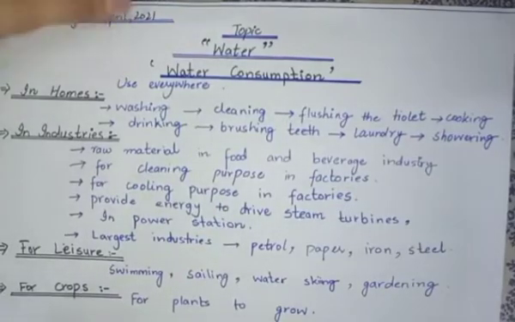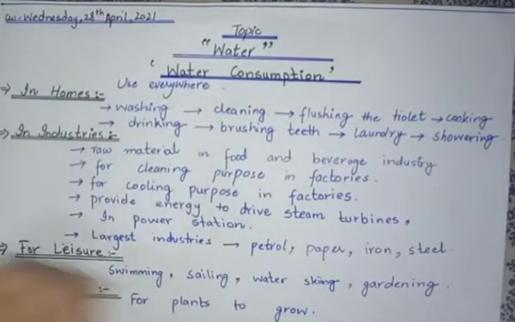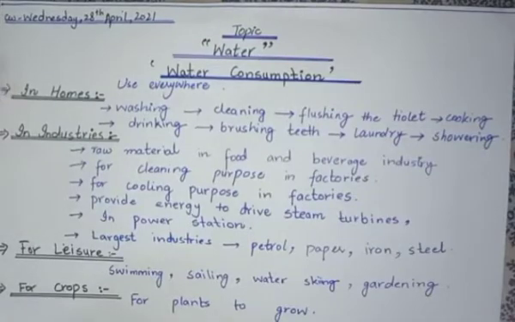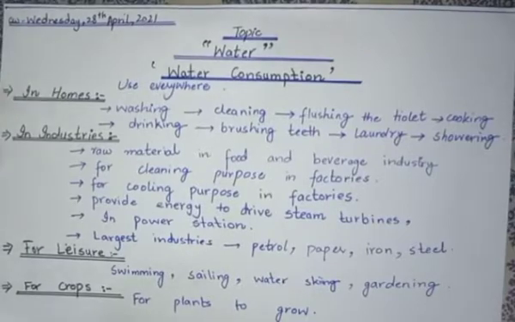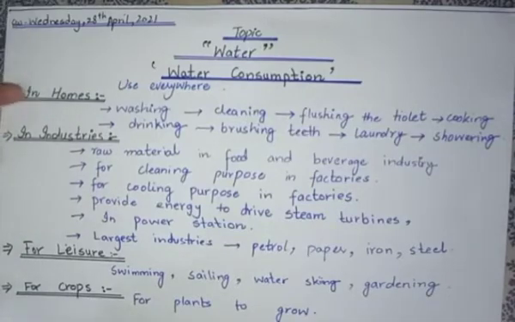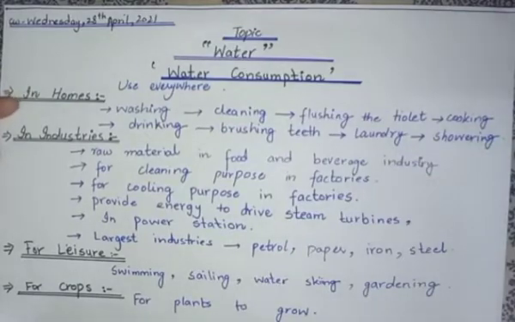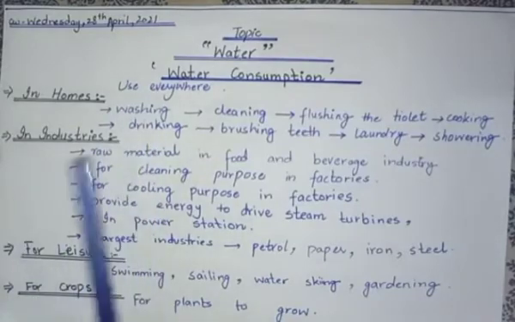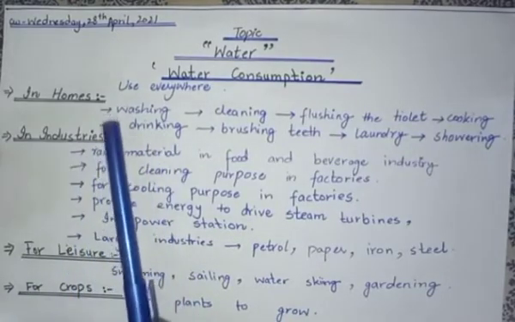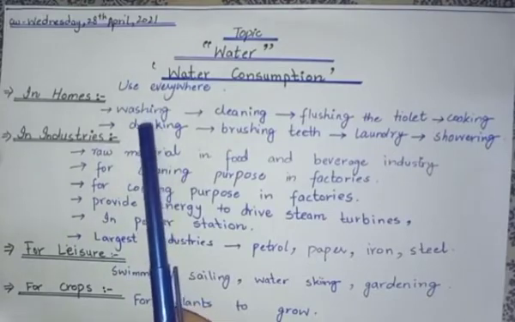So students, we use water everywhere. We have 4 points. I have written here 4 points related to water consumption. Where is water consumed? Number first is in the home. Students, as you all know, water is used in our homes regularly, daily. Water is used in homes mainly for washing. We wash our clothes, we wash the dishes, we wash our homes with the help of water. So water is used for washing purposes.